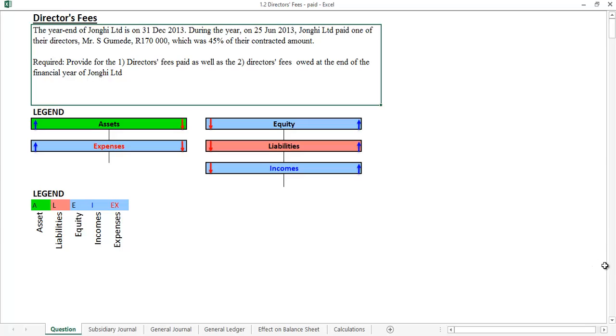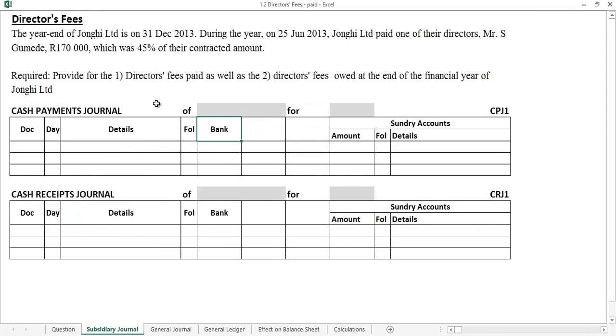Let's go then to my general journal, and sorry, not the general journal. Let's first account for this in the subsidiary journal. So which journal? This is the accounting cycle. Remember, we first go to the journal and then we do the ledger. Which journal is affected here? Well, we've paid fees, so that's going to be the cash payments journal. So we can put in here our document number, which was not given here, so that's just a generic one. The 25th of June is the day that we paid this. What are the details we need to fill in here? It was paid to Mr.